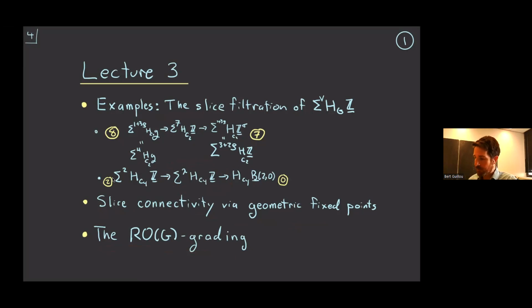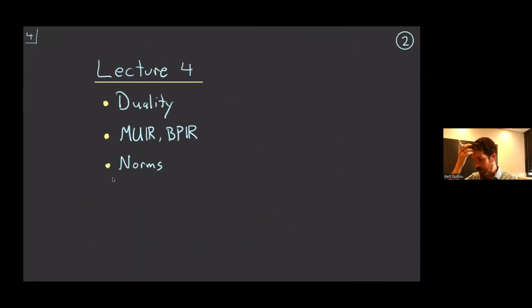Okay, so the plan for today, for the final lecture, is we're going to start with some discussion of duality. There's a couple of notions of duality that are relevant here and useful. Then we'll talk a bit about MUR and really more about BPR. And finally, at the very end, we won't spend much time on this, but just a brief mention of norms and how that enters in, how this is the beginning of the covariant invariant story, and how all this slice technology was developed and so on.